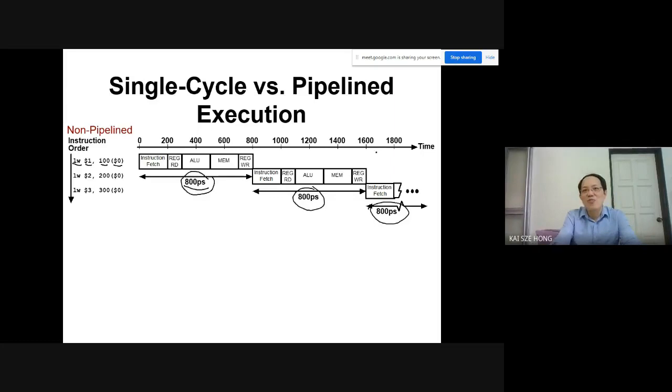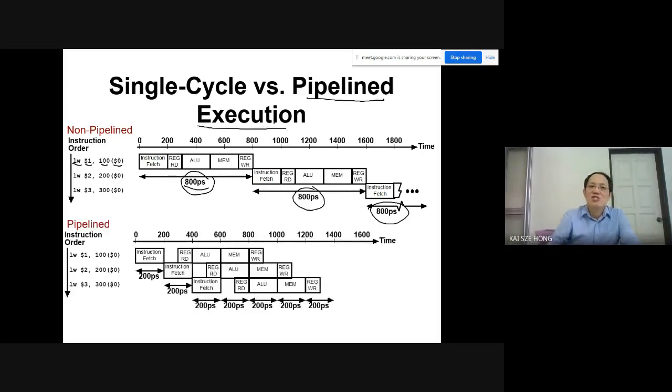What if you implement pipeline execution? When you implement the pipeline instruction, this is what you can get. You can complete all 3 instructions within 1, 2, 3, 4, 5, 6, 7, that is 1400 picoseconds, compared to 2400 picoseconds. So there is a huge improvement to the microprocessor speed and performance.